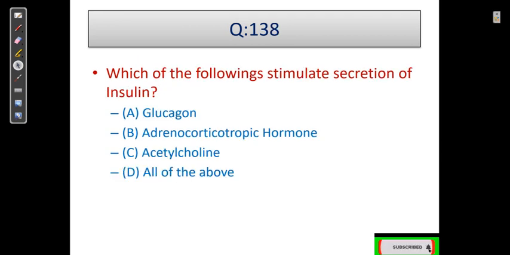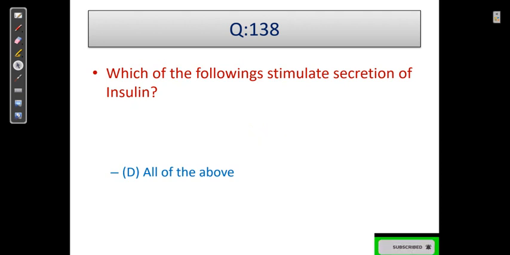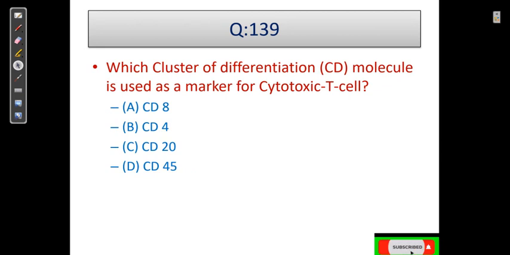Which of the following stimulates the secretion of insulin, glucagon, adrenocorticotropic hormones, acetylcholine, or all of the above? So we can say all of the above. Which cluster of differentiation molecule is used as a marker for cytotoxic T cell? CD8, CD4, CD20, or CD45? So the correct is CD4.